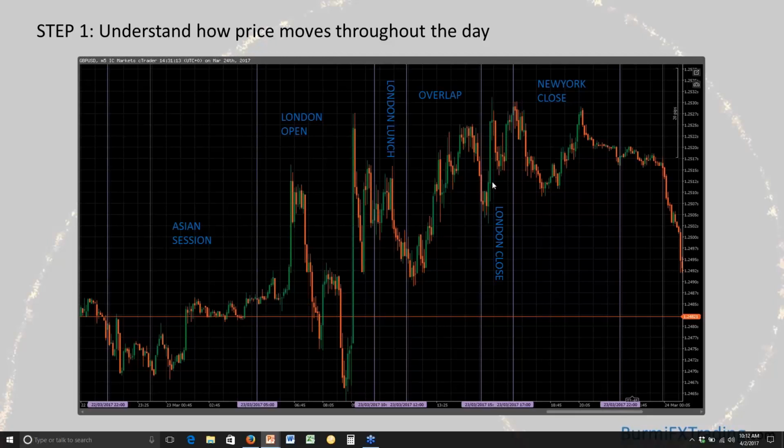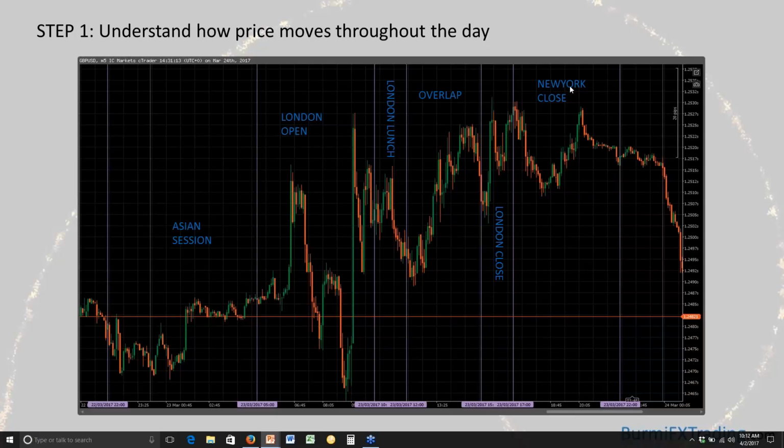It's a very high probability setup. So we have a huge spike to the London Open highs and overlap highs. So you take a sell trade here. You can put your stop loss maybe like 10 pips above the highs, and then you just wait for the price to retrace back to the base of the spike. And we will look at that in detail in the coming slides.